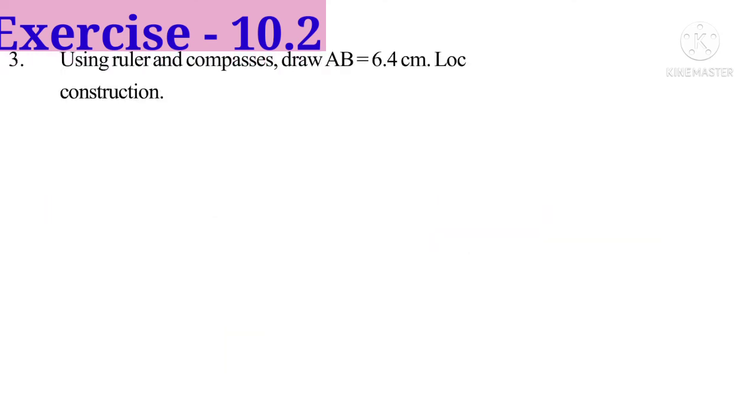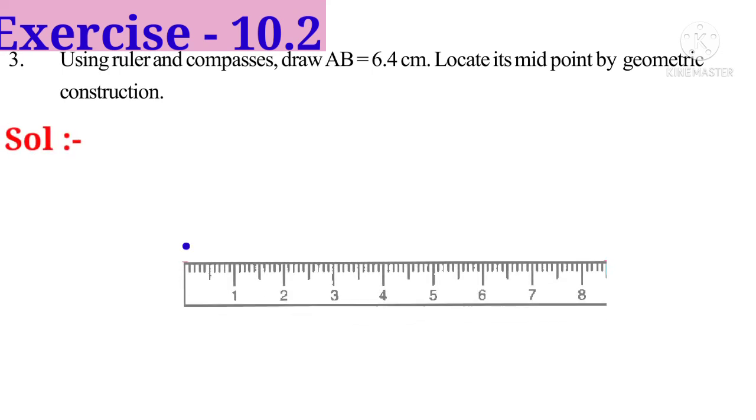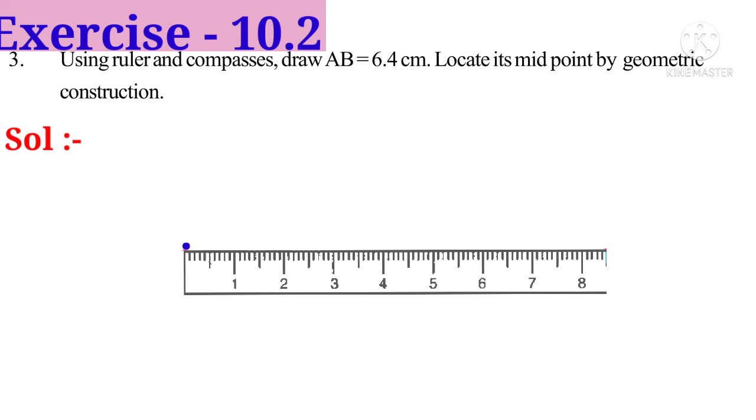Third problem: using ruler and compasses, draw AB equal to 6.4 centimeters. Locate its midpoint by geometric construction. Solution: take the scale, put a point at 0 and another point 4 lines after 6. Now name them A and B. Now draw the line segment joining these points.